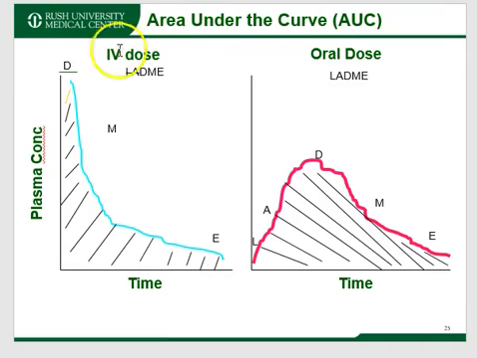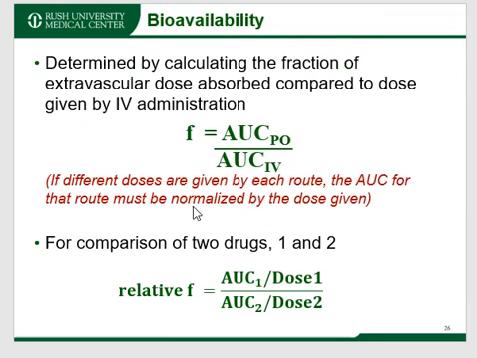Other things to consider when you look at area under the curve is that, again, this is showing the plasma concentration over time curve of the IV dose. Notice here we're only looking at distribution, metabolism, and excretion, which is in contrast to the oral dose, which shows liberation, absorption, distribution, metabolism, and excretion phases. This is what the area under the curve looks like. It literally is the area under the curve, the area of space that this drug dose occupies. You can compare these two, and that will tell you what the bioavailability calculation is.